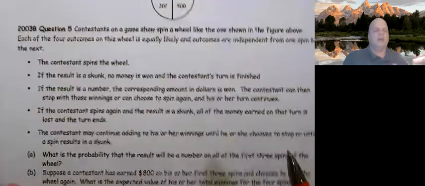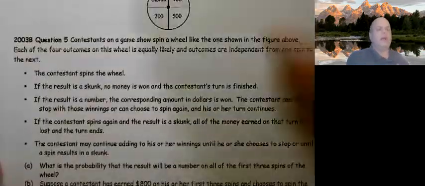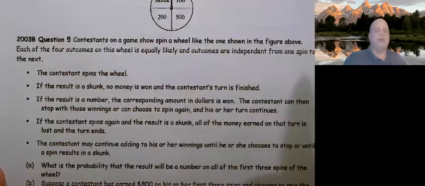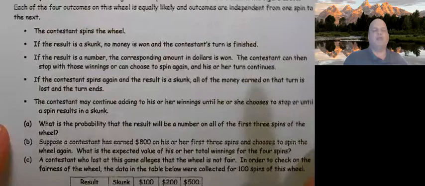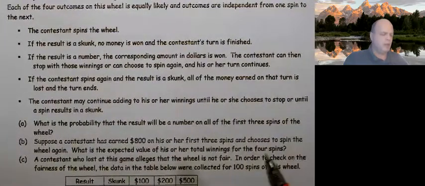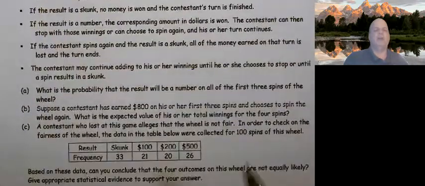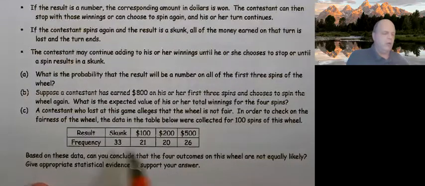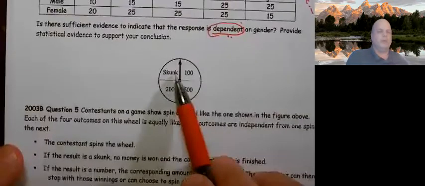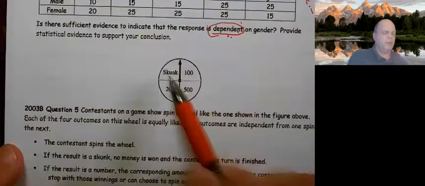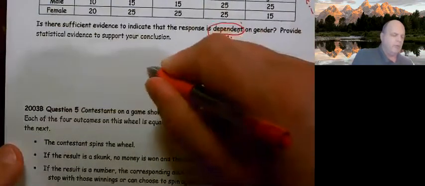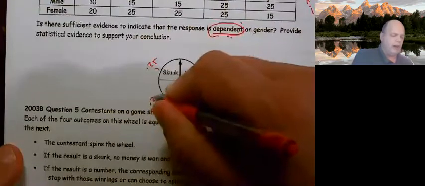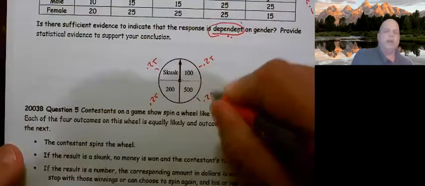All right, so this problem here is a very long problem and actually starts off with probability. So I'm going to skip the probability part and drop down to part C. And part C says, and here we go. First off, we should look at the wheel. This is what the wheel should be, and this should be 0.25, 0.25, 0.25, and 0.25. That should be my probabilities.